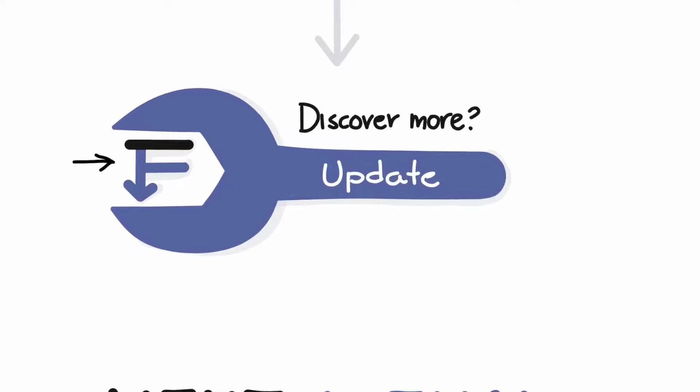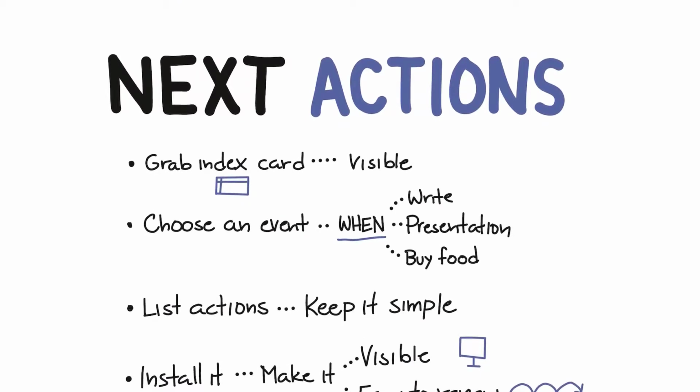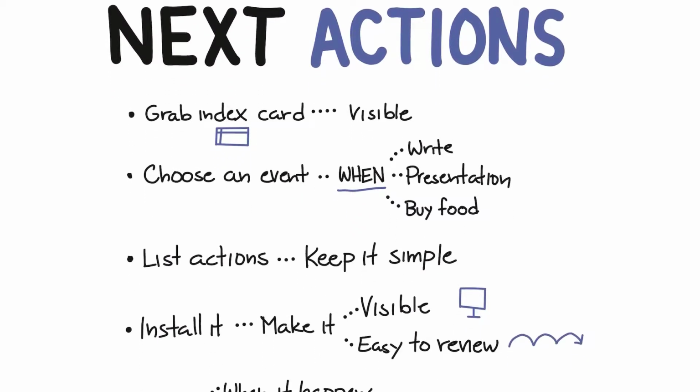So let's talk about some next actions, how to use this. To begin with, let's create your first BrainOS algorithm. To do this, you want to grab an index card so you can write your algorithm on it. And I like index cards because you can post them somewhere where they're visible, which helps you to quickly memorize and remember to use them.